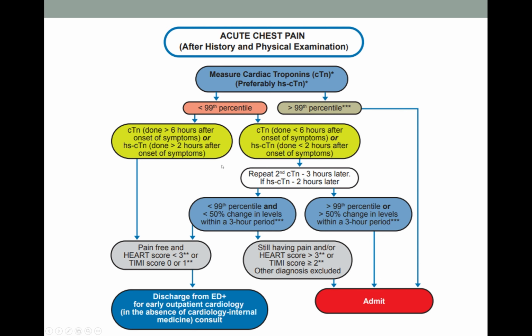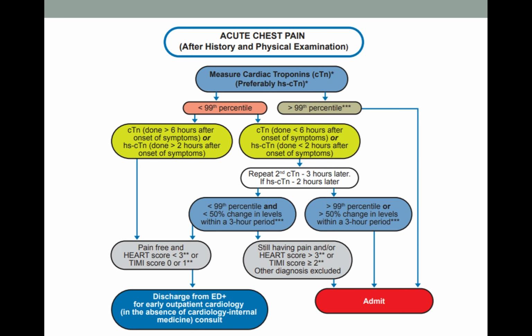But if we take the cardiac troponin outside the time frame of 2 to 6 hours, then we need to repeat one more. That's why it's usually important to ask the clinical history of the onset of symptoms, to know whether the troponin we are taking is at the correct timing or not. If it's not at the correct timing, then we have to repeat a second sample. For high sensitivity troponin, repeat 2 hours later.